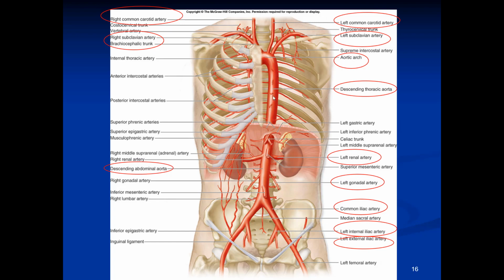And specifically in the thoracic region, it's called the descending thoracic aorta. And then once it passes through the diaphragm, it continues on below that as the descending abdominal aorta.